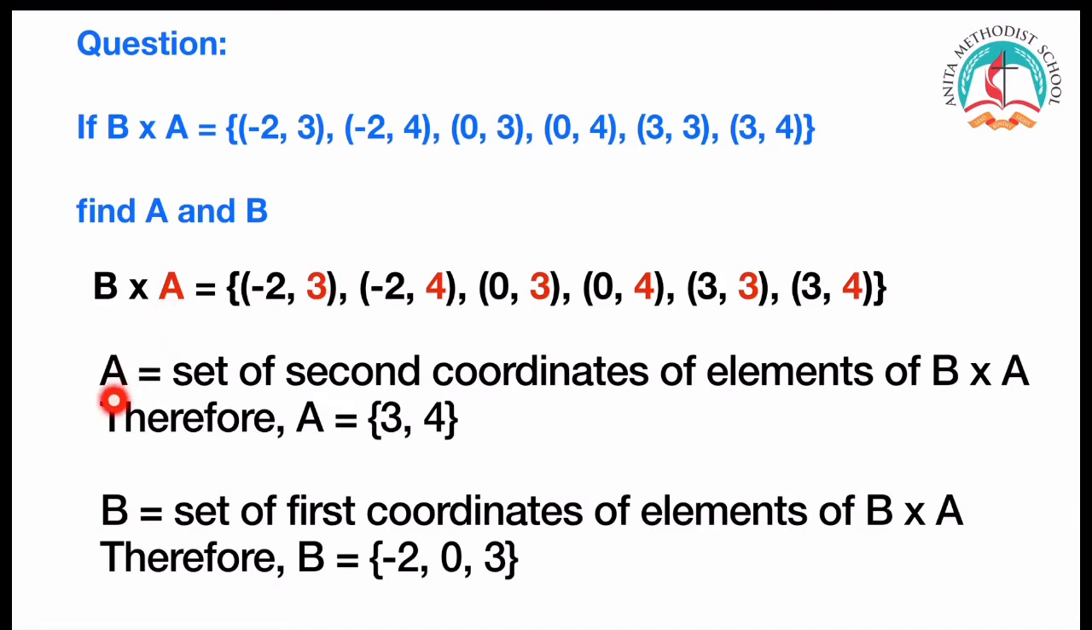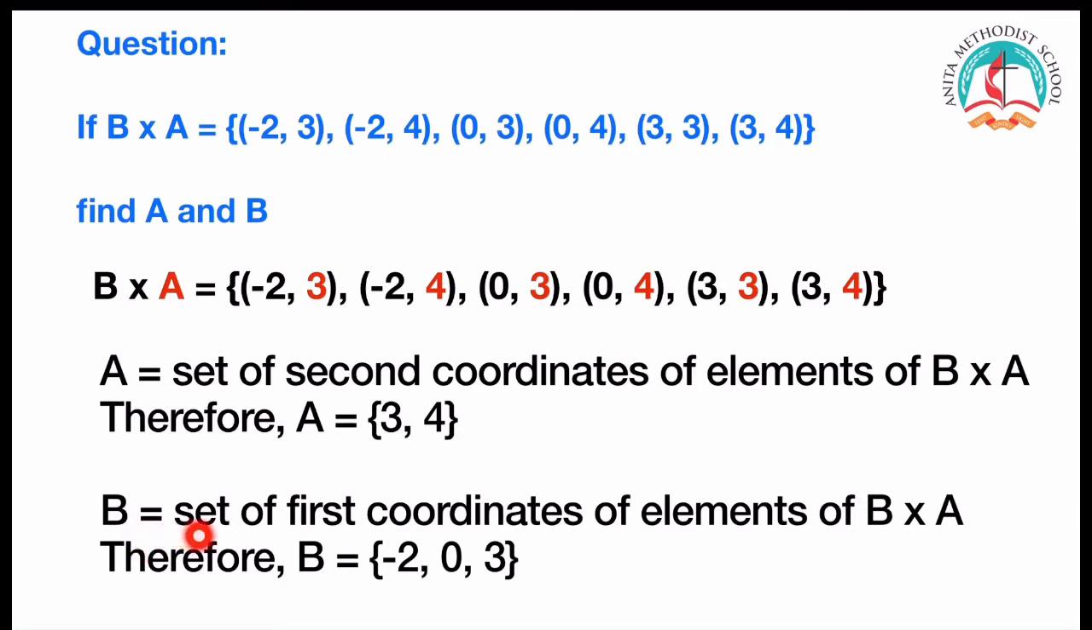So first, A is the set of second coordinates of the elements of B cross A. Therefore, A is equal to, what are the elements we are seeing here in red color? That is 3, 4, 3, 4, 3, 4. So you have to write only one time. A is equal to {3, 4}.